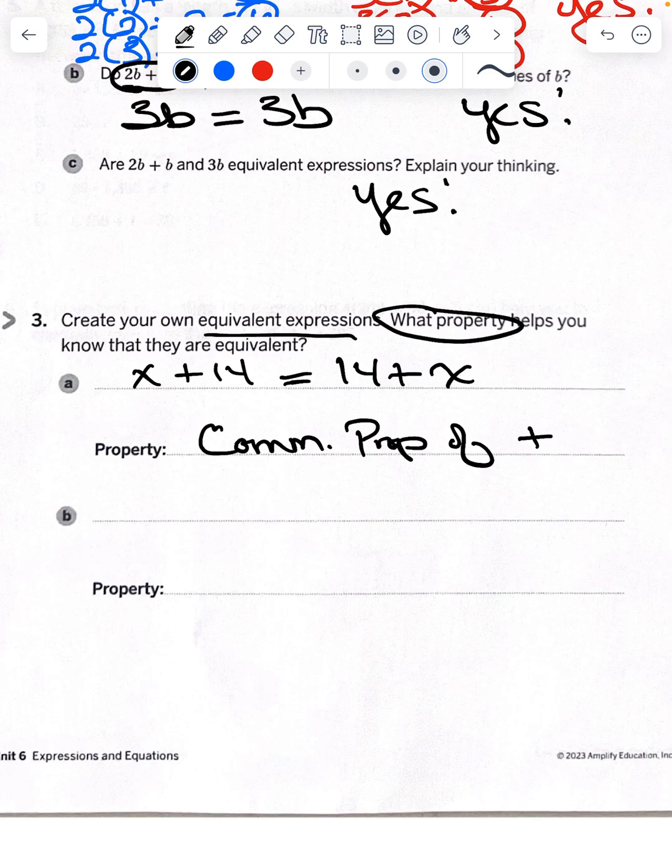Let me do another one. Make this one more hard. 12 plus 3a plus 4.